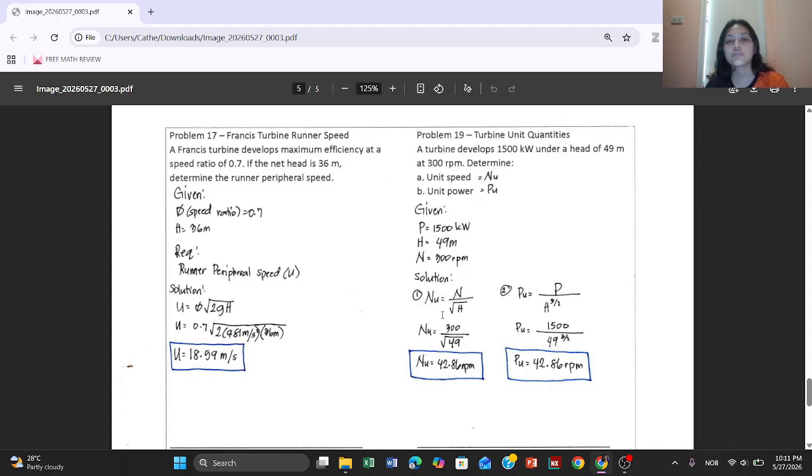To solve for the unit speed, Nu is equal to speed over the square root of the head. So Nu is equal to the speed of 300 rpm over the square root of 49 meters, which is equal to 42.86 rpm. Next is to get the unit power. Pu is equal to power over the head raised to the power of 3 over 2, which is 1,500 over 49 raised to the power of 3 over 2. We can get a unit power of 42.86.